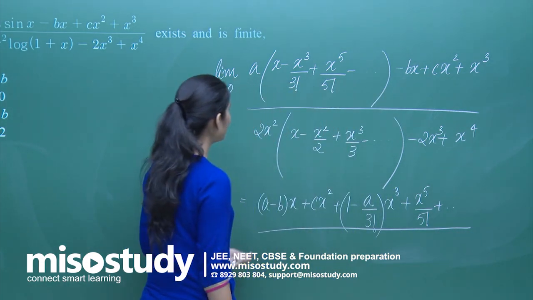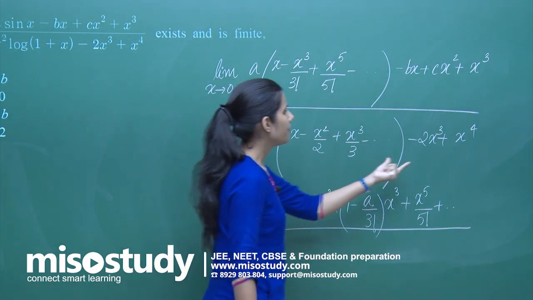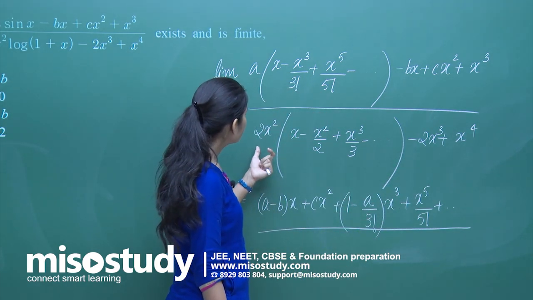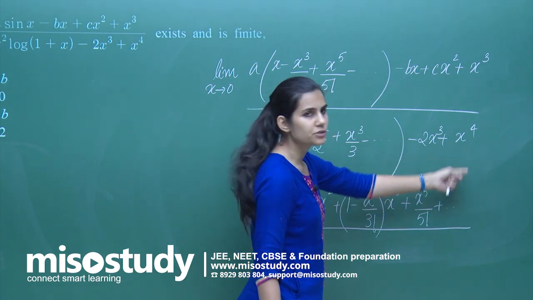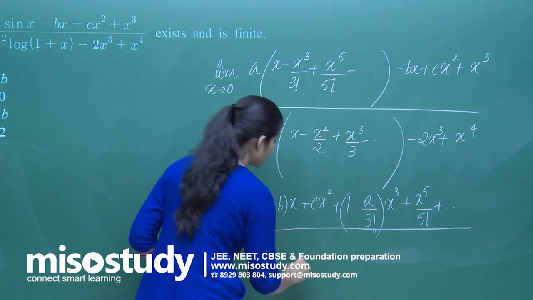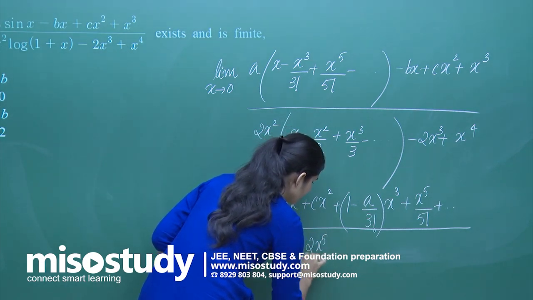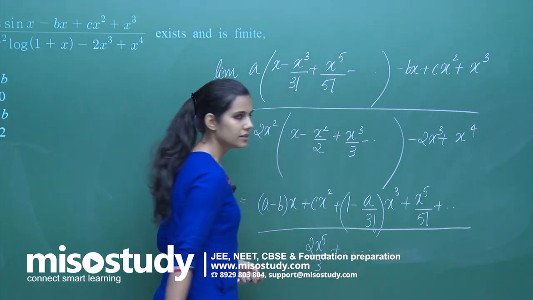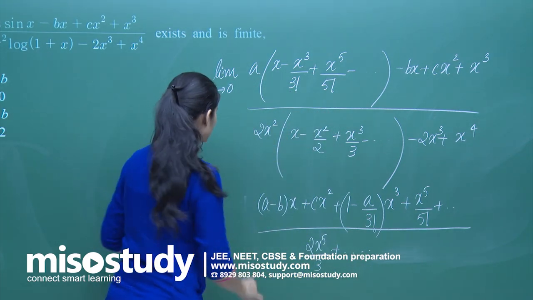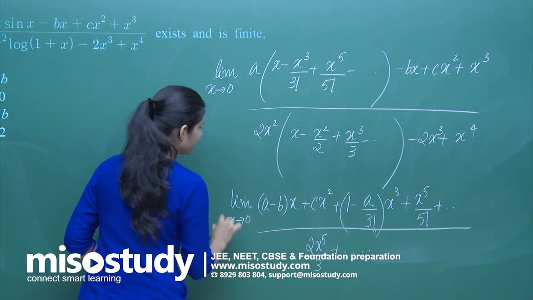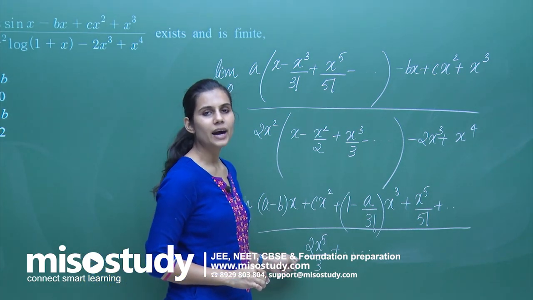And in the denominator you have what? 2x cube minus 2x cube, 0. Then you have minus x to the power 4 plus x to the power 4, 0. You have literally now 2x to the power 5 by 3 plus and so on. The aim basically is to realize that this limit is actually turning out to be finite.